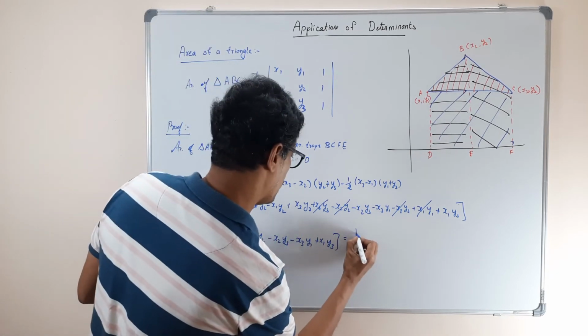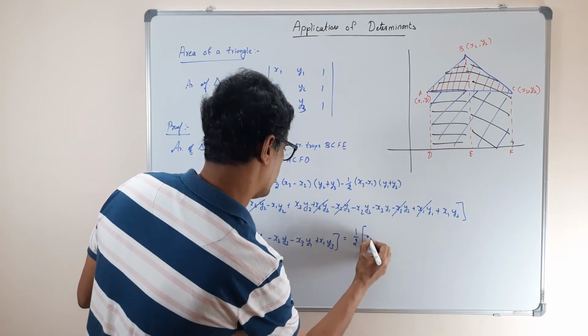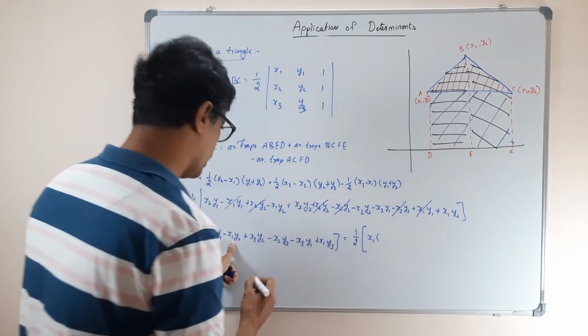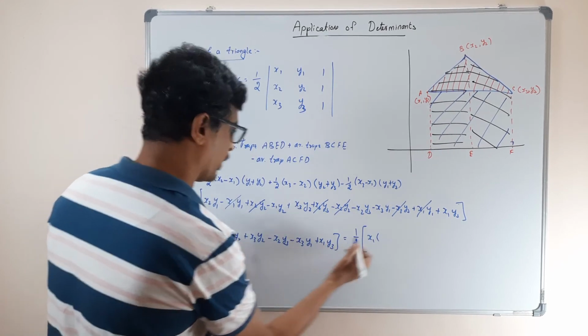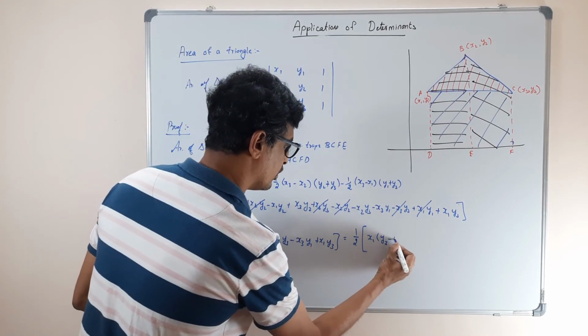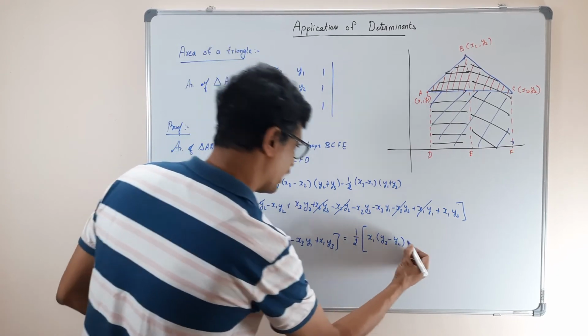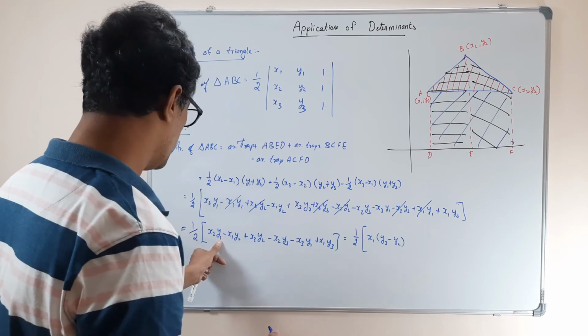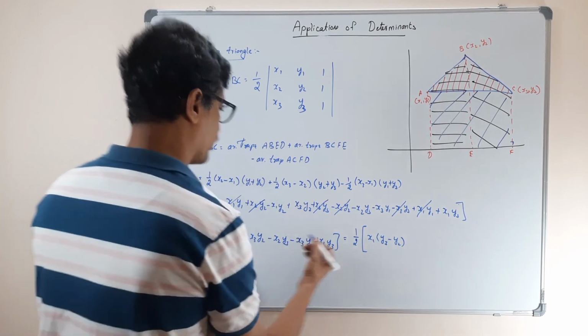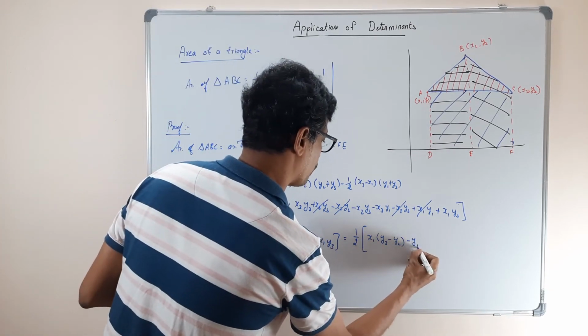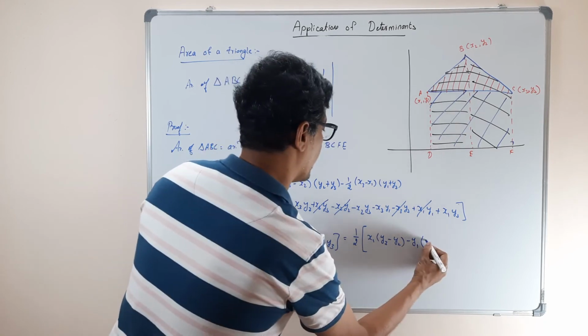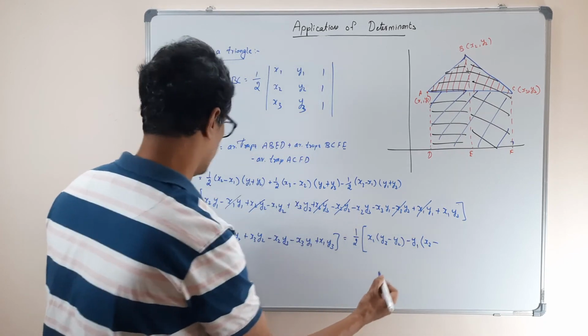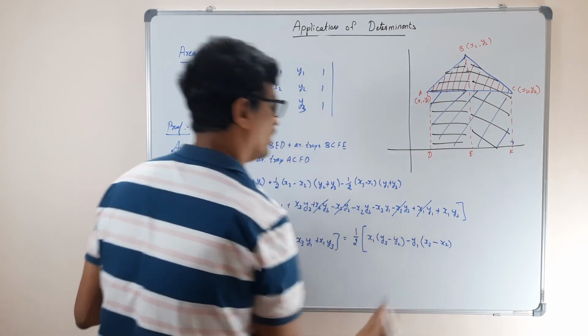So what I will do, I will take x1 commonly outside from here. So this will be y3 minus y2, correct? And then I am going to take y1. I will take minus y1. If I take minus y1, this will become x3 minus x2. Am I right?